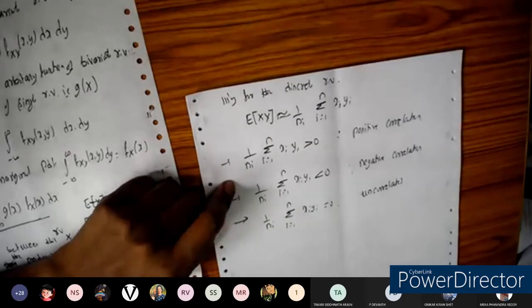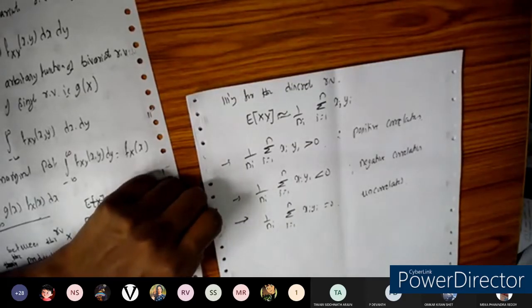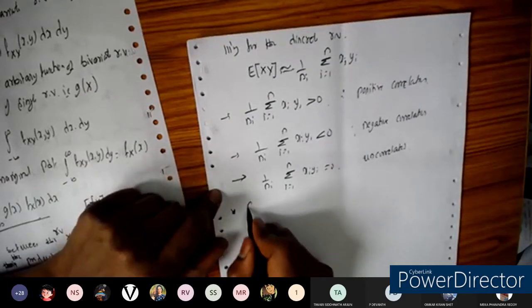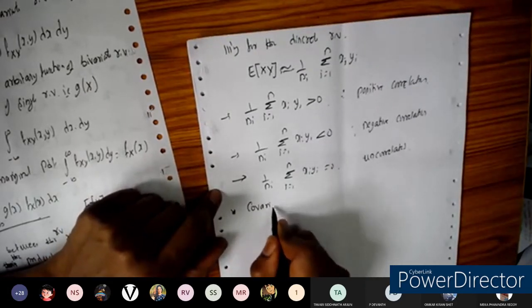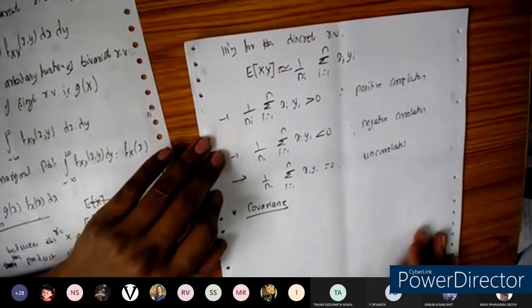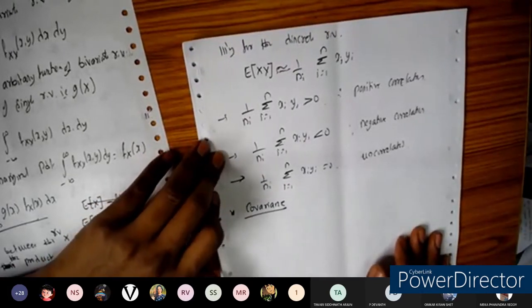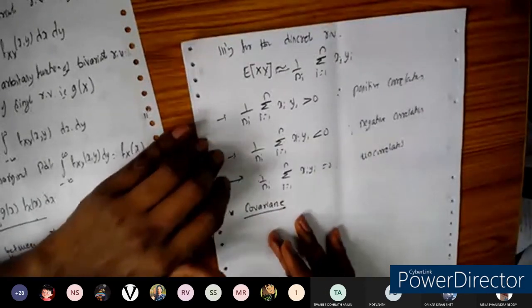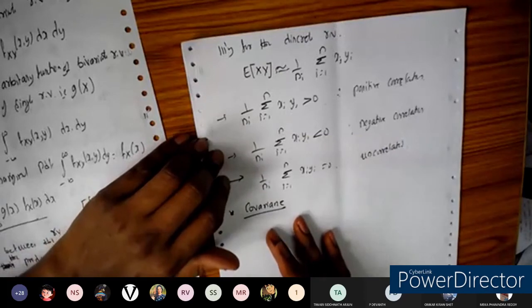It is similar to what we have seen in the case of the mean of the random variable. Now, next one is called the covariance. We have seen the variance, which is the difference between the random variable x and its mean. Similarly, we are going to see the covariance here.